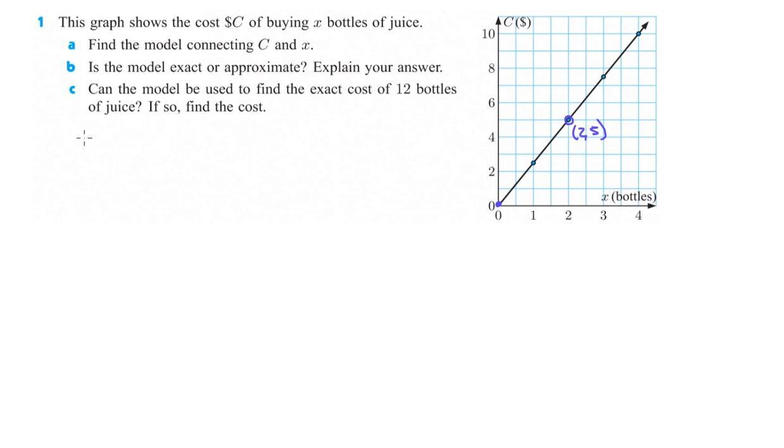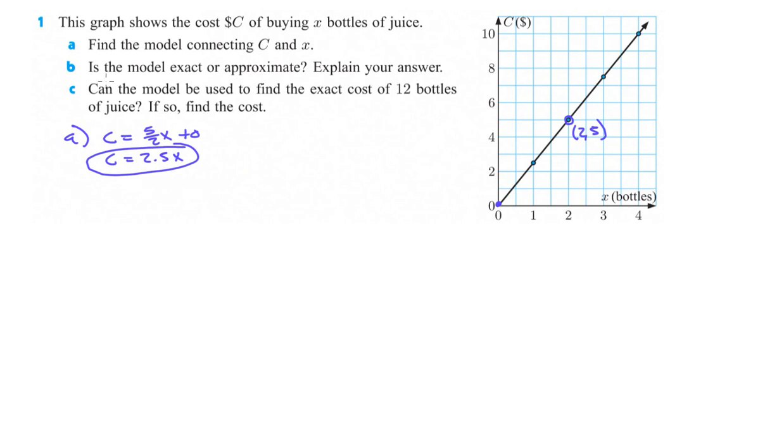over 2. So for A, cost is going to equal 5 halves x, where x is the number of bottles, plus 0. A nicer way to write that would be 2.5x, since plus 0 doesn't have to be added on there. You're welcome to stick with 5 halves x or 2.5x, whichever one you want.